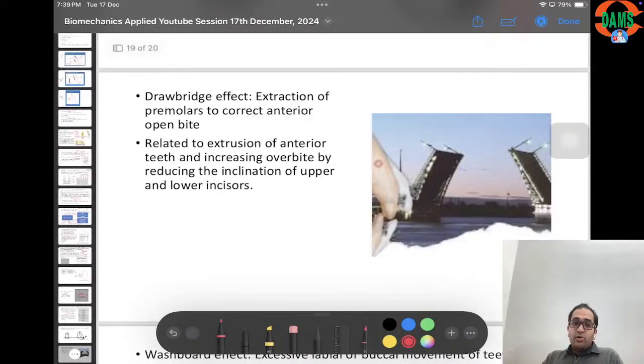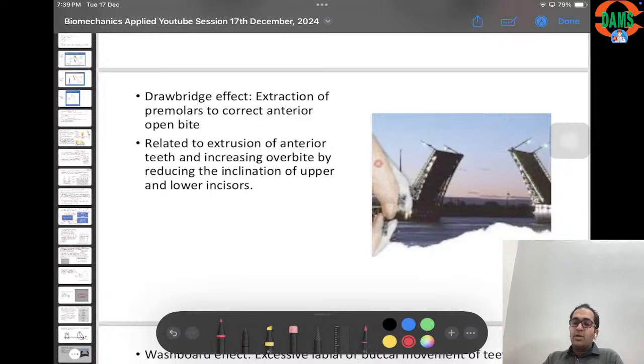Next is the drawbridge effect. So what is it? It involves the extraction of premolars. If you remember, in older days ships needed to pass through water, so they used to lift the bridge like this so that the ship can pass, and then the bridge goes down so that road transport can go over it. A similar thing is done here. The extraction of premolars is done to correct anterior open bite.